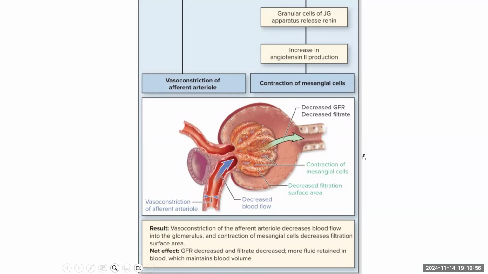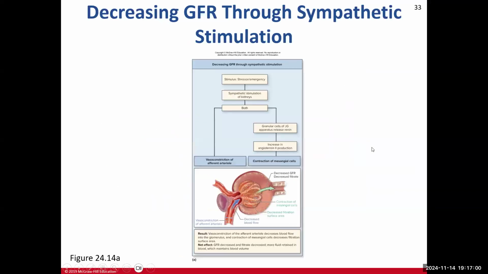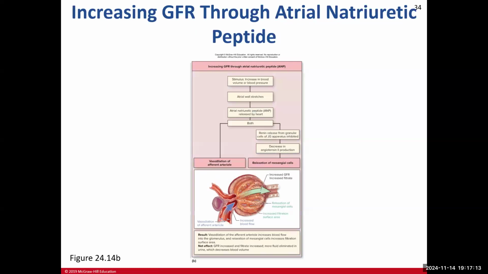Okay, so again, look at this picture here. This is figure 24.14A. At the bottom, it walks you through the results and the net effect. It's a lot. It's almost like a story. You kind of got to go through it a couple times. It's not easy. No one said it was going to be easy. Mama said there'd be days like this, right?